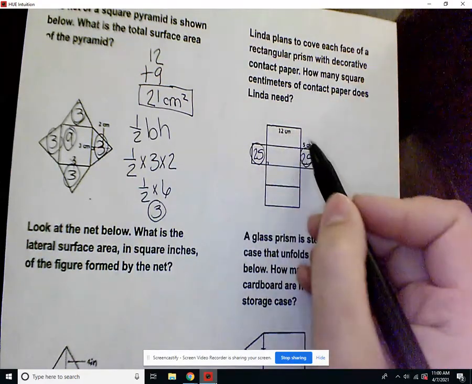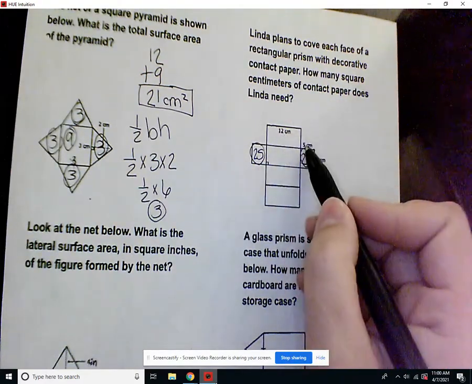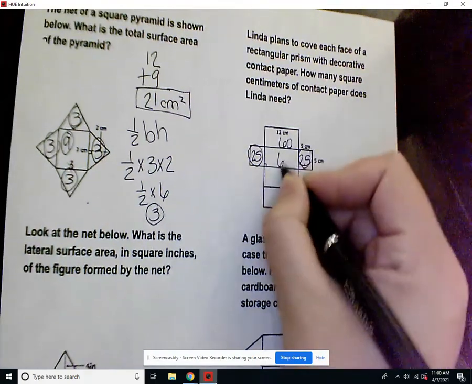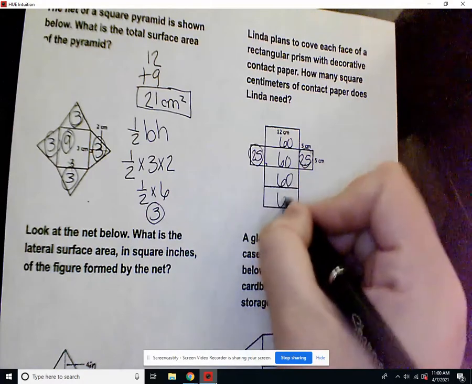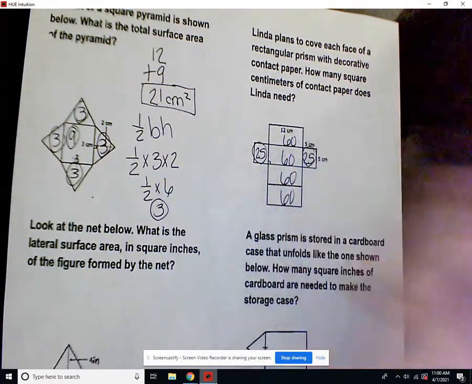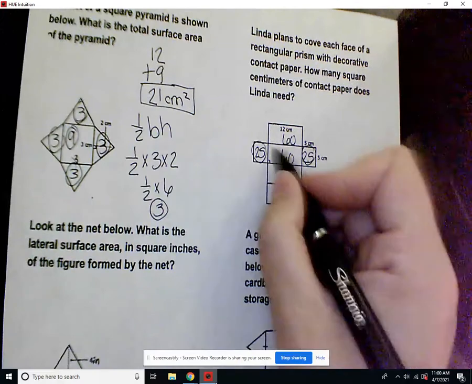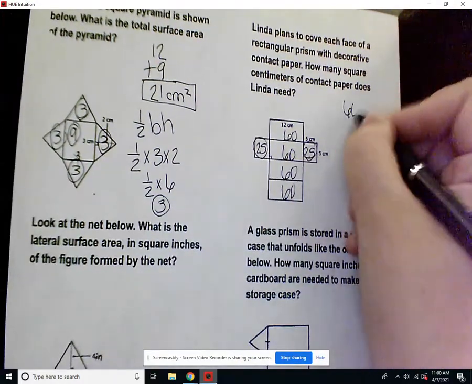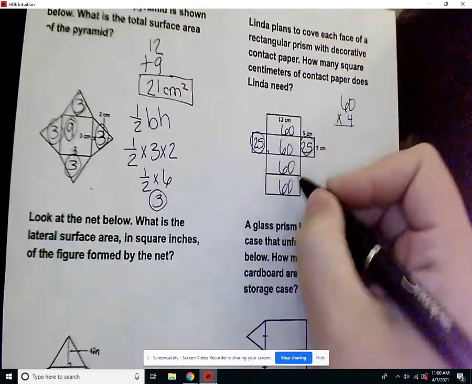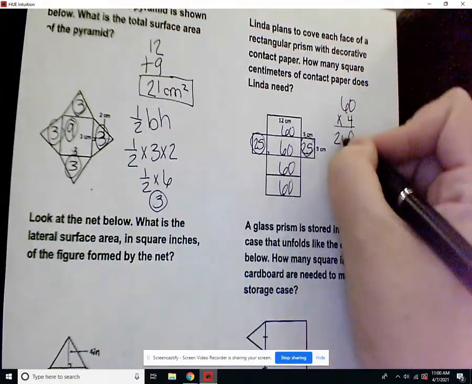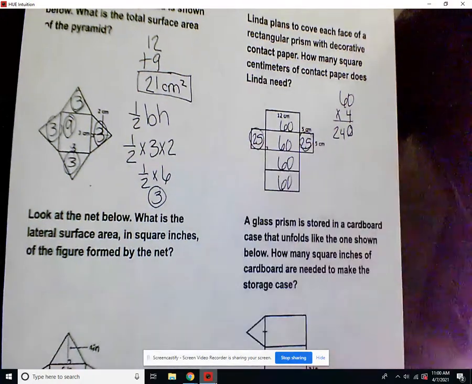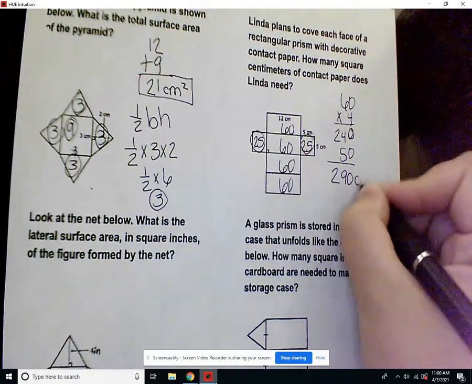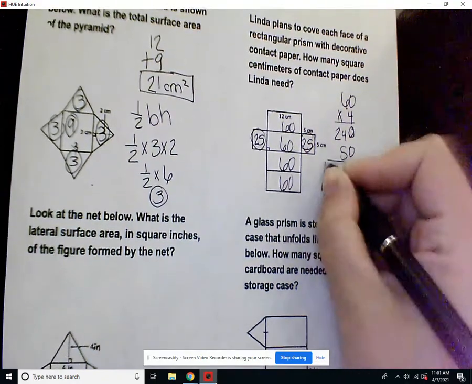Then we'll do the middle, which is our rectangle. So we have 12, and we have a side of 5, which is 60. And then it's going to go all the way down, because it's the same shape, and we're only given 12 and 5 for each of our sides. So now we're going to add everything up. I'm going to do 60 times 4, because there's 4 60s, which is 240. Then I add my 25s together, which makes 50. So add it all up, we get 290 centimeters squared.